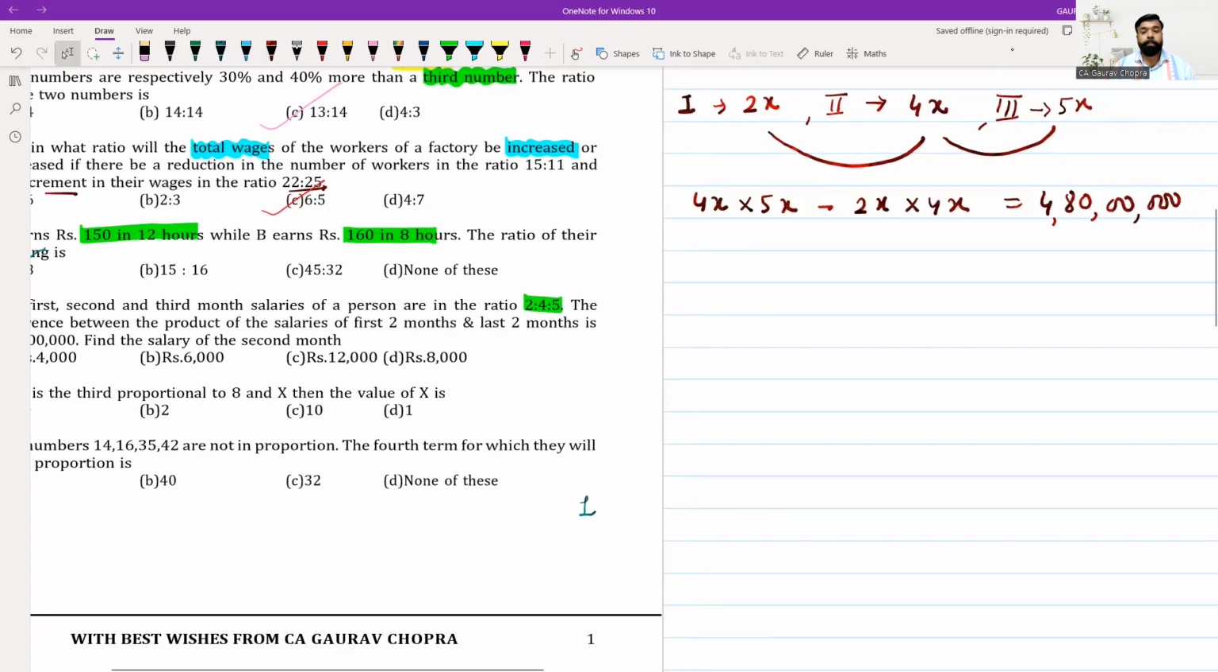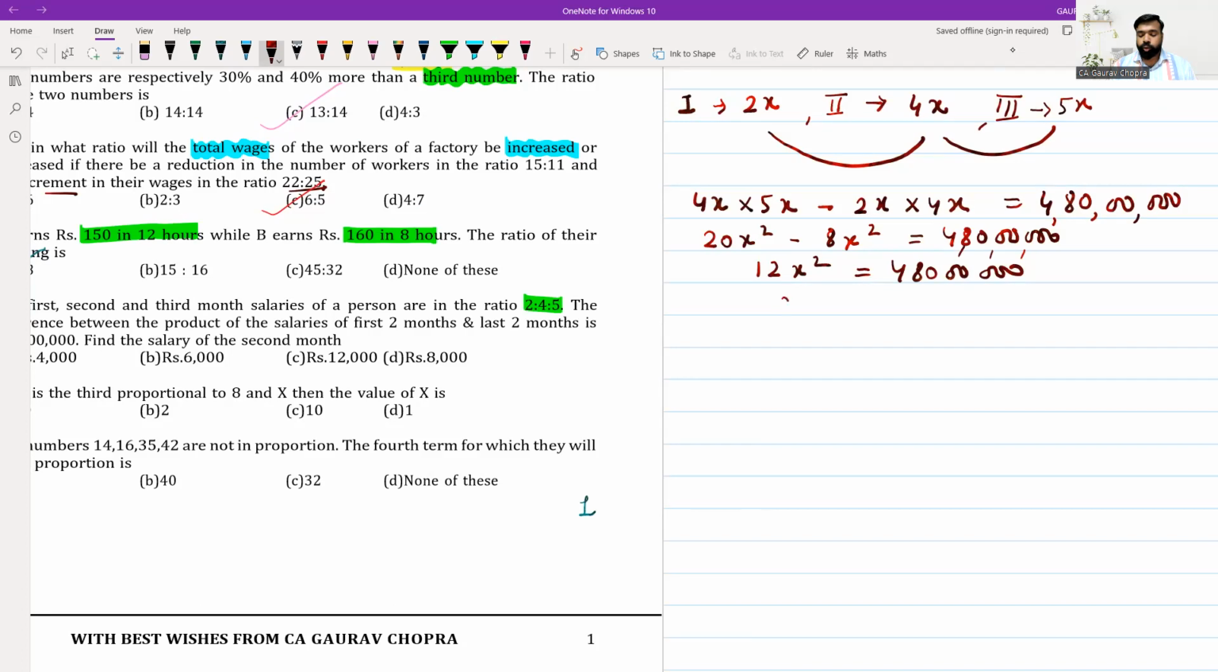Now let's simplify. 4 into 5 is 20x square minus 8x square is equal to 480. So it is 12x square equal to 480. Cancel with the help of 12. So x square will be 40. Now taking square root on both the sides, x will be 2000. This is the value of x.